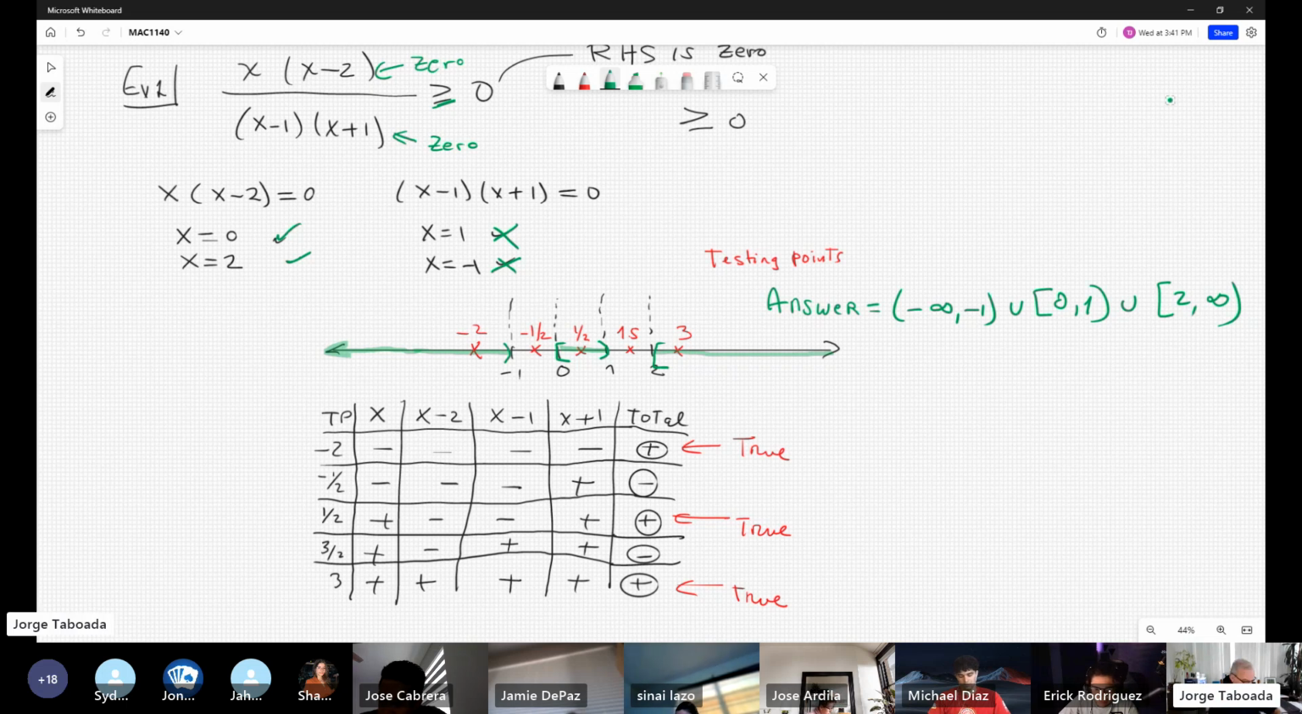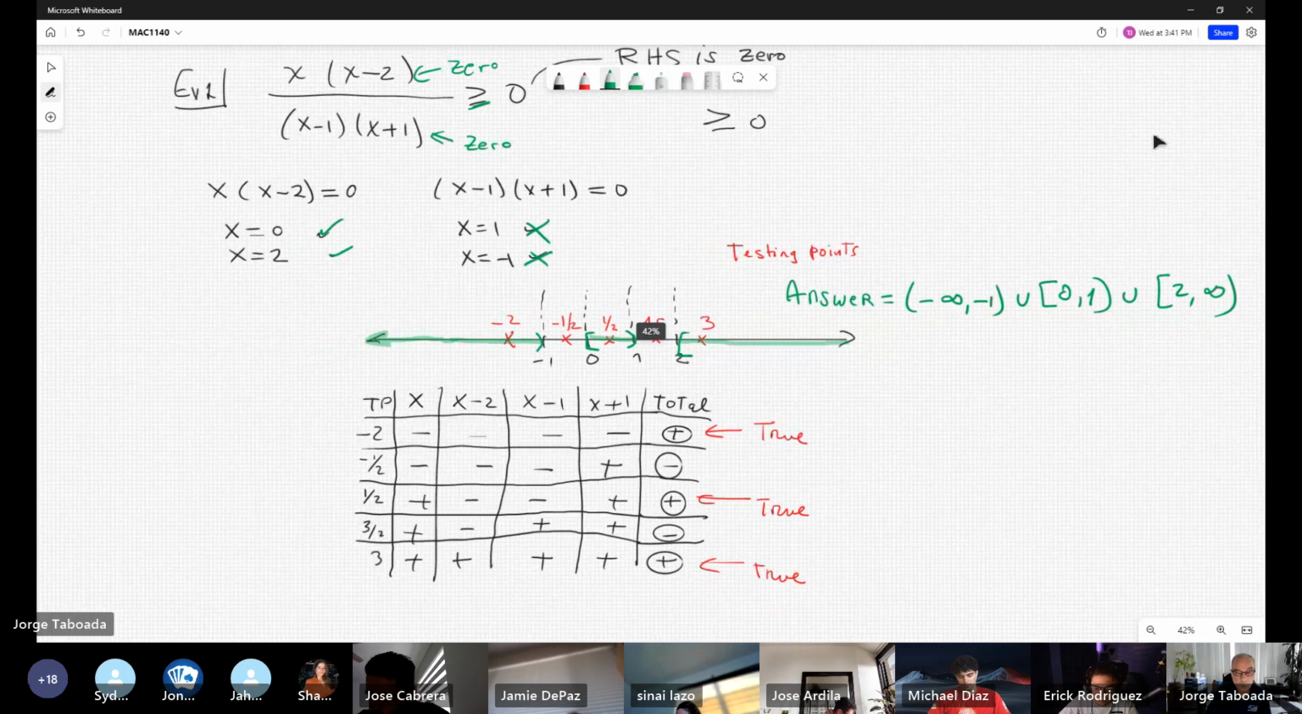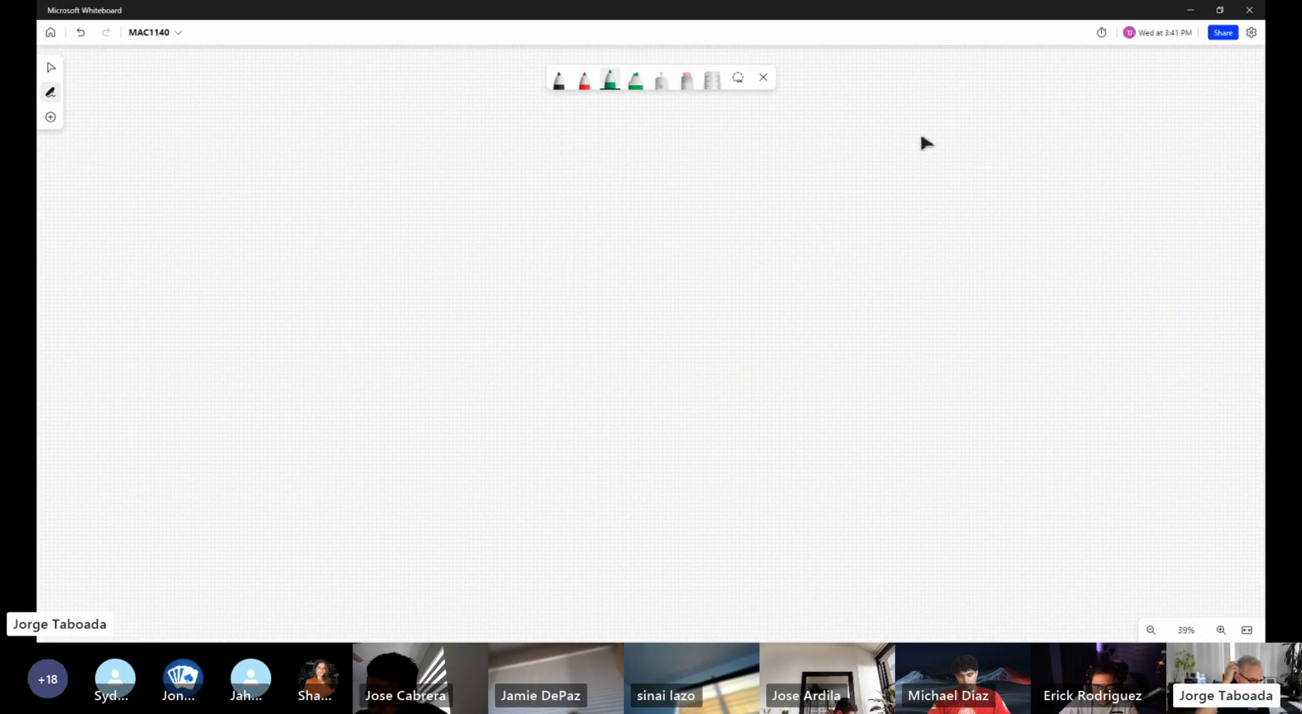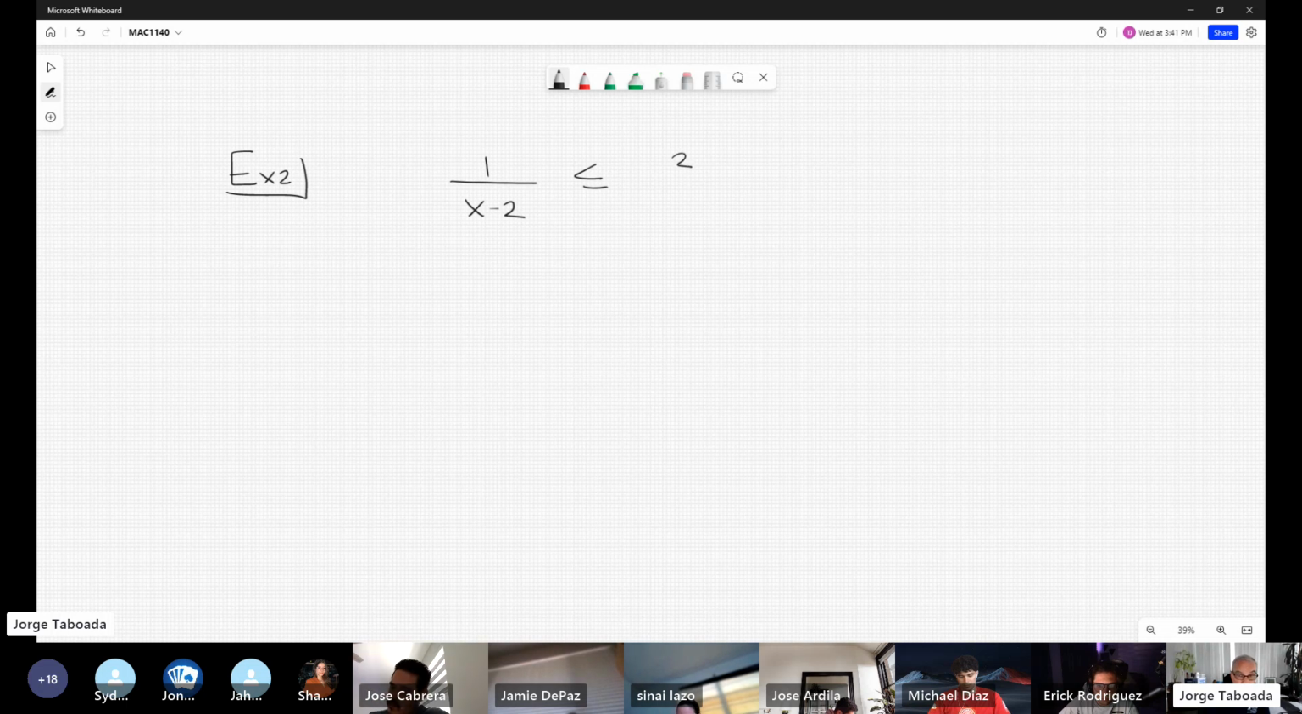Okay, one more example. This is a little bit complicated because this is example 2. We need to manipulate a little bit, not too much. 1 over x minus 2 less than or equal to 2 over 3x minus 9. Okay, suppose it's given like that. Bam! This is my inequality. I need to solve it.